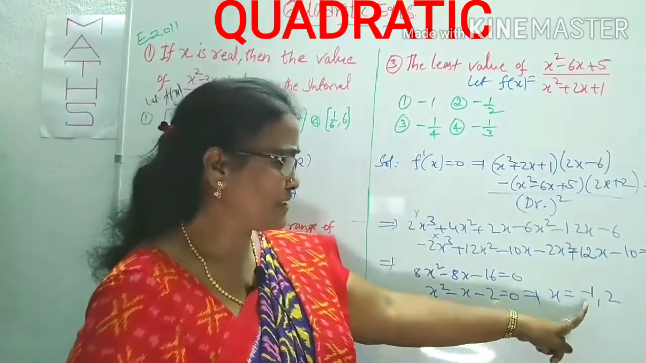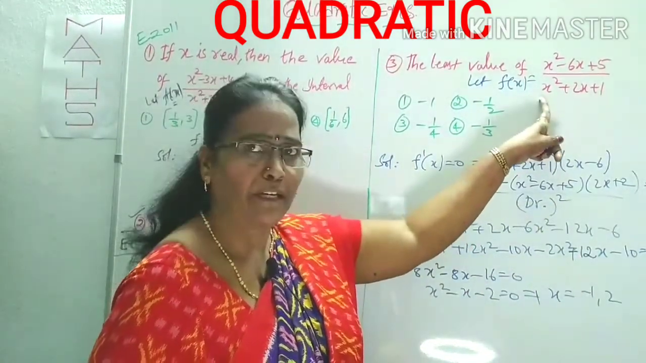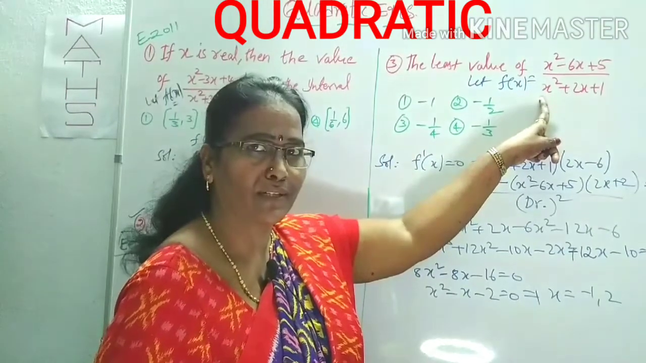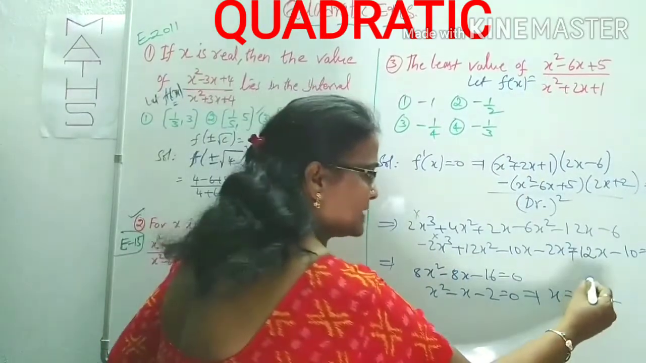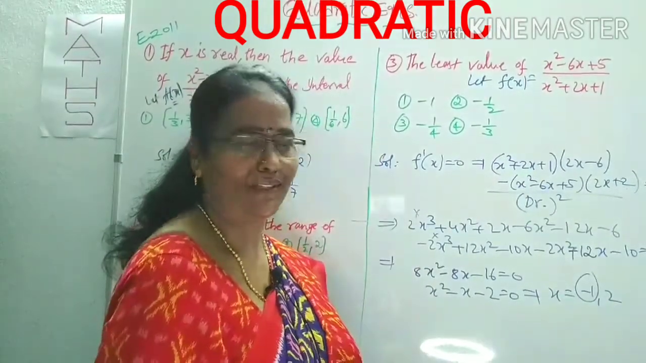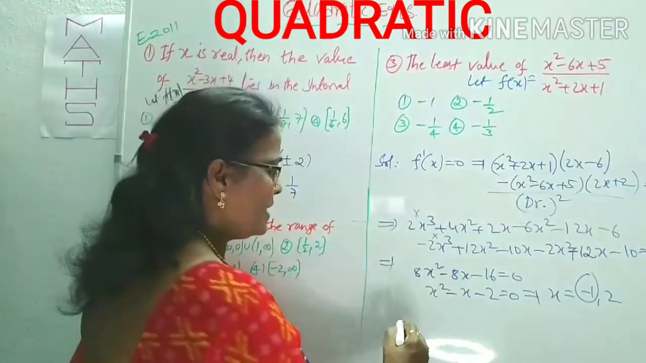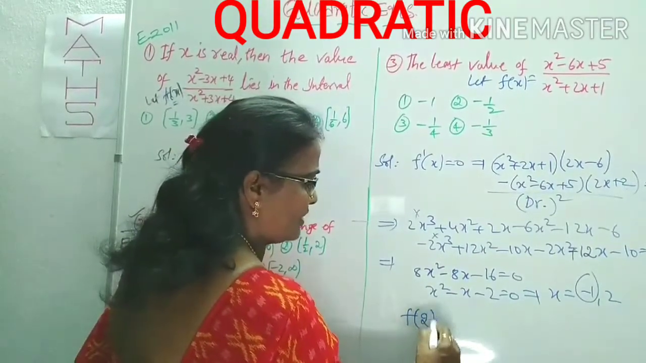By substituting x is equal to minus 1, what happened here? The denominator becomes 0. X square minus 1 whole square is 1 plus 1, 2; 2 minus 2, 0. That's why it is not at all possible. What is one more value? 2 is there. X is equal to 2 we can substitute there now. That is, we can find out the least value f of 2.